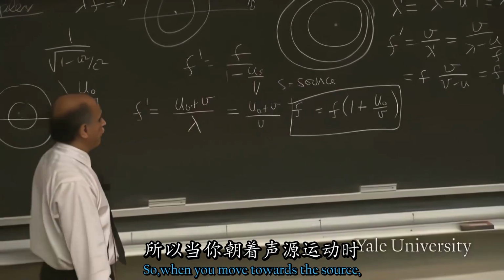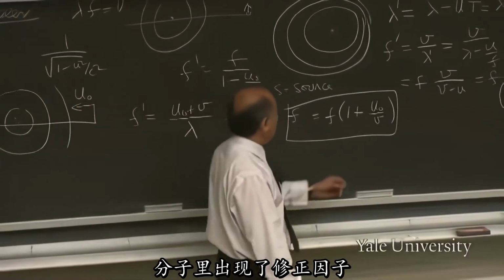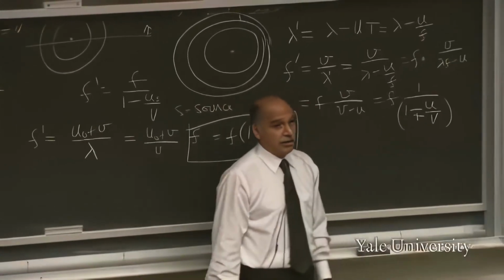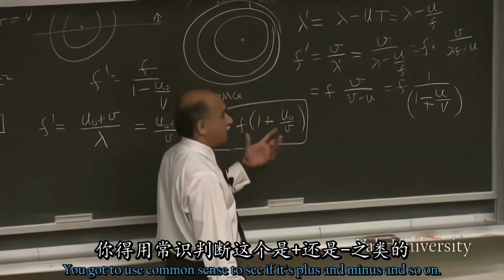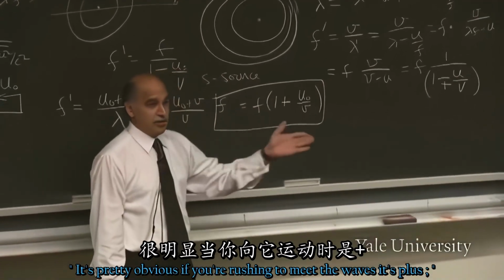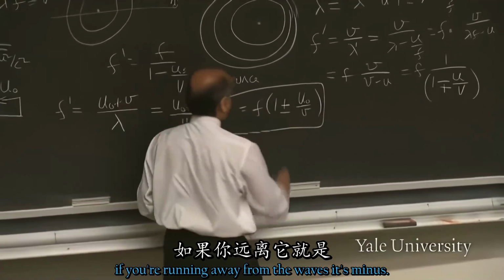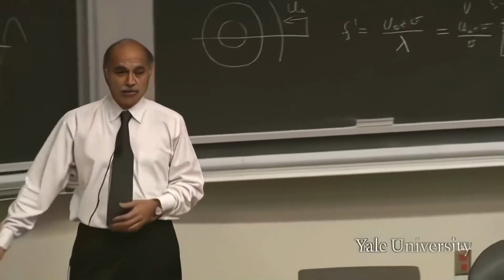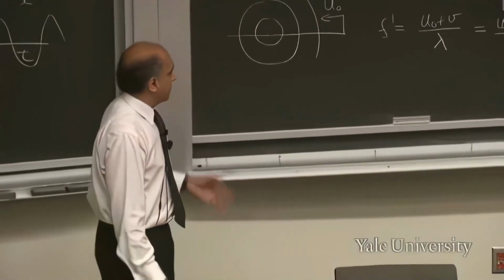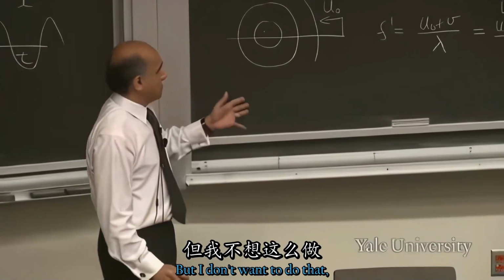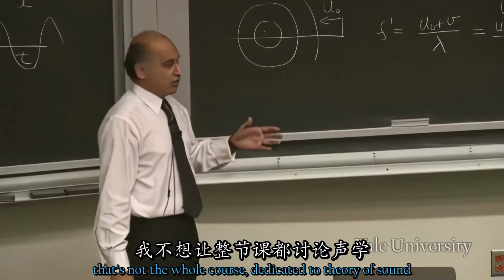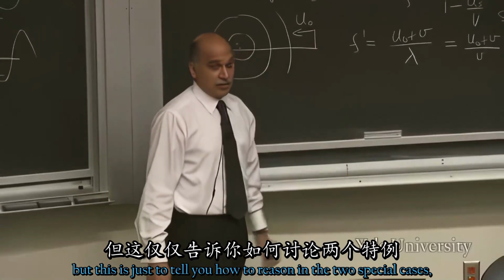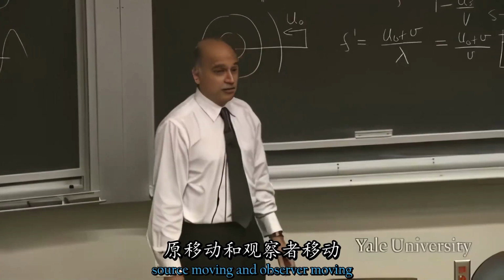So when you move towards the source, the correction factor appears in the numerator. When the source moves towards you, the correction factor appears in the denominator. You got to use common sense to see, is it plus, is it minus, and so on. It's pretty obvious. If you're rushing to meet the waves, it's plus. If you're running away from the waves, it's minus. Then you can go on and ask what happens if you're moving and the ambulance is also moving. Then you can combine the formulas, but I don't want to do that. It's not the whole course dedicated to theory of sound, but this is just to tell you how to reason in the two special cases, source moving and observer moving.